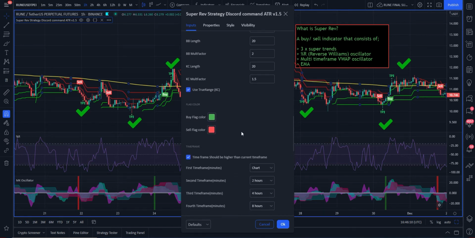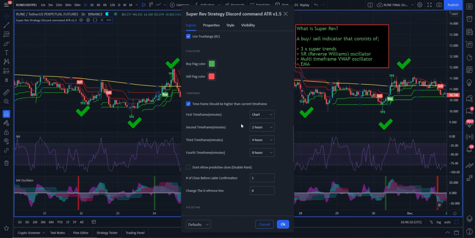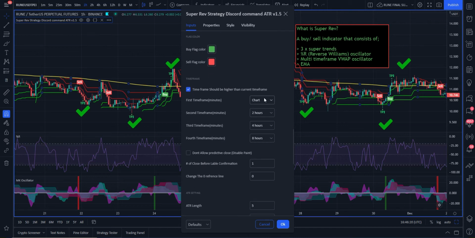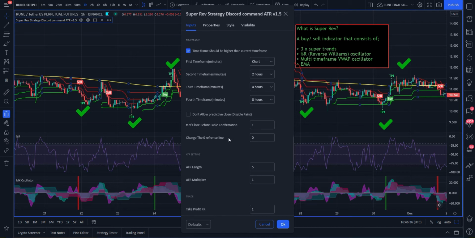You've got your buy and sell flag colors, and then here you've got your multi-time frame options for the MK oscillator. What we usually do is have the first one set to the main chart time frame, and then you double it each time. But again, you can play around with these, and it will change your results. So have a play around with those and see what kind of results you get.